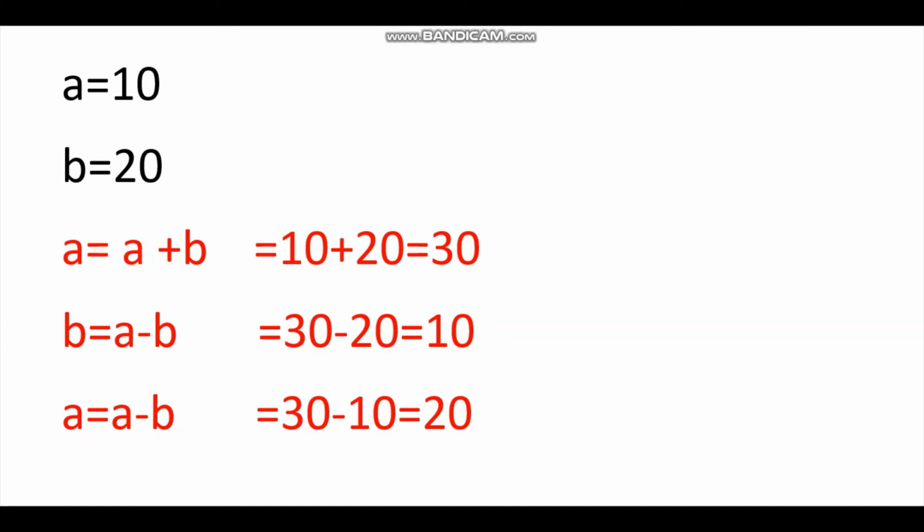So see, initially the value of a was 10 and the value of b was 20, but now the value of a is 20 and the value of b is 10. So now let's write the code.